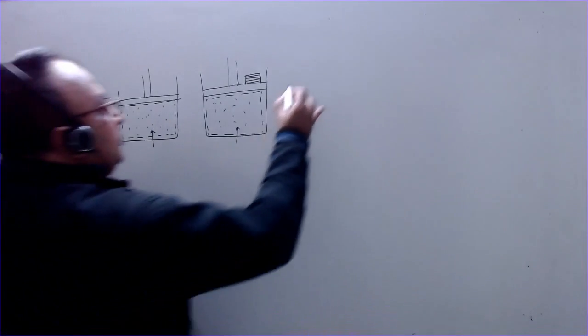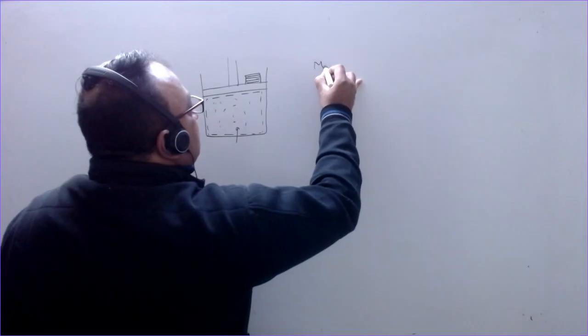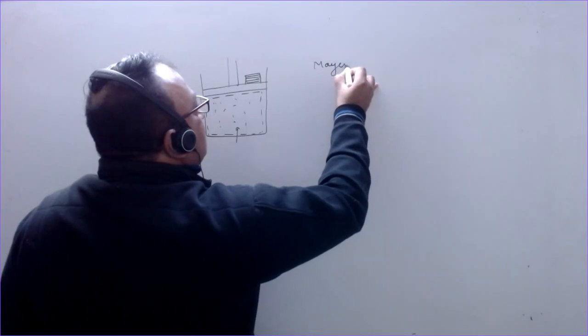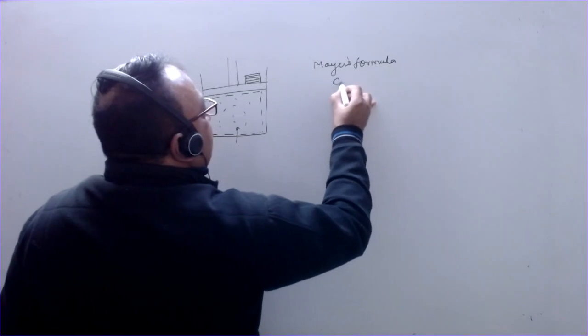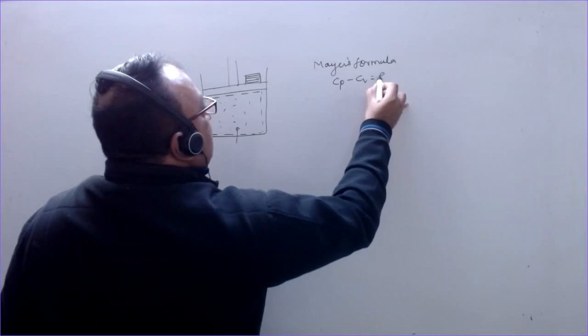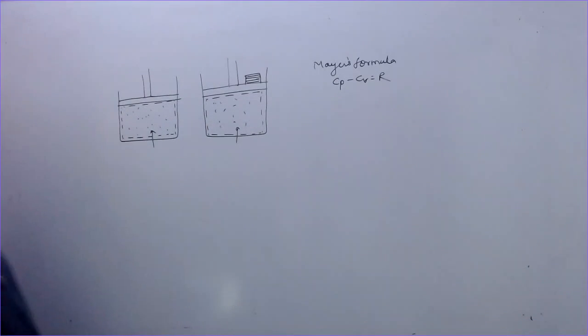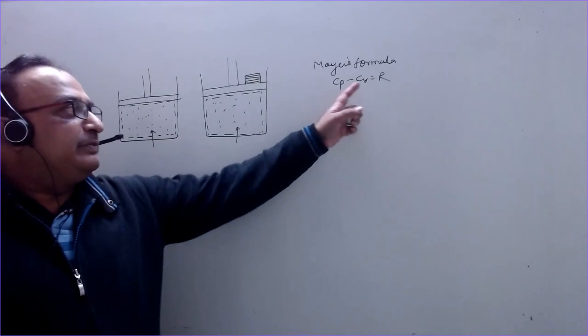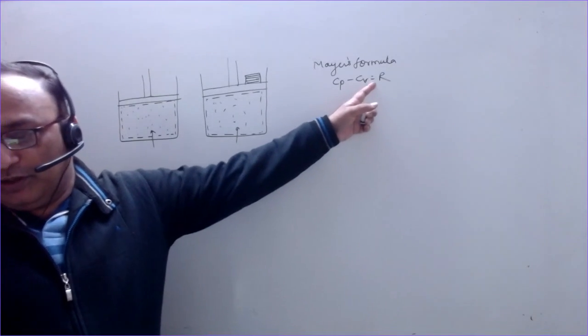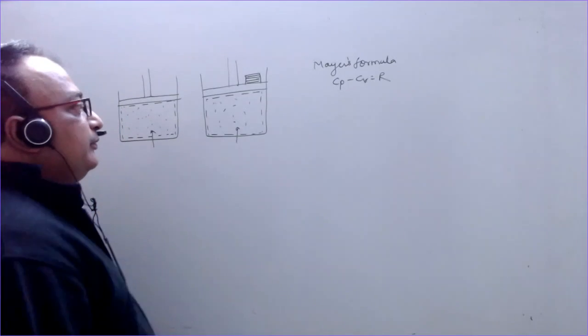So the Mayer's formula, we are discussing Cp minus Cv equal to R for 1 mole of the gas. What is Cp? Specific heat of the gas at constant pressure, Cv is the specific heat of the gas at constant volume, and R is the gas constant.